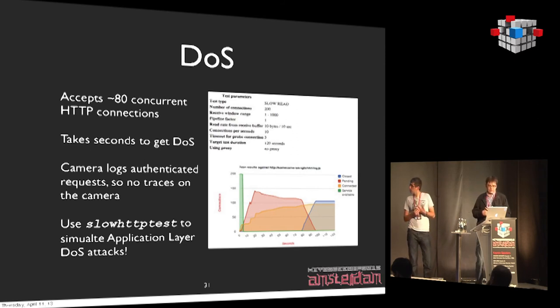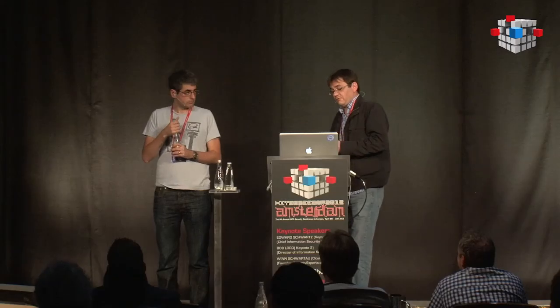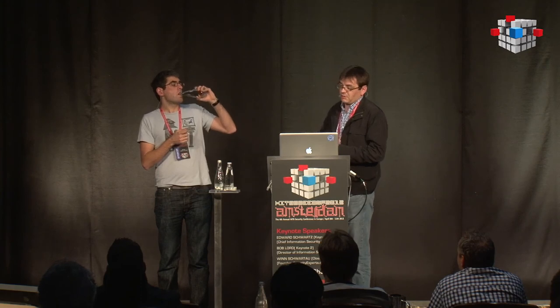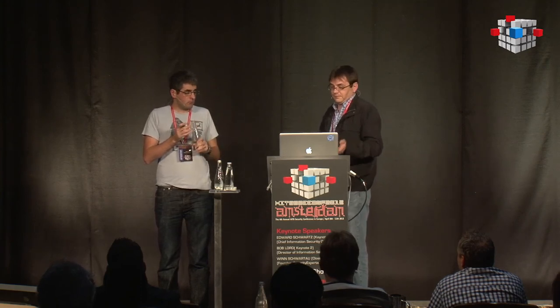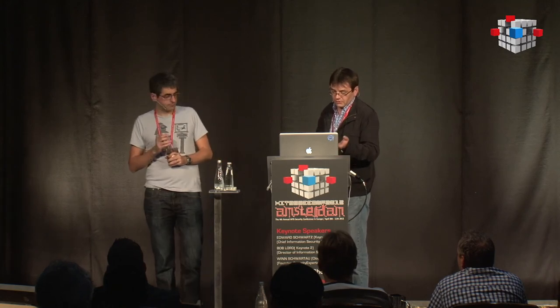Some other things to consider is how the camera responds to denial of service attacks. For example, I pointed the tool I wrote, slow HTTP test, which is an application layer denial of service attack simulator, at it. Of course, it's an embedded device, and it's not going to handle too many connections. But it dies after 80 concurrent connections, which means a bad guy who wants to disable camera functionality for a while can knock it down in, what is it, like 5-6 seconds, and keep the DOS condition for as long as he wants.